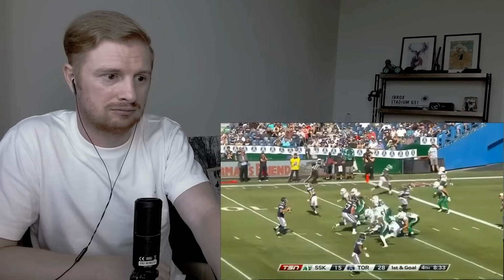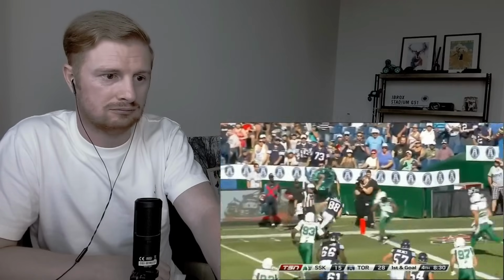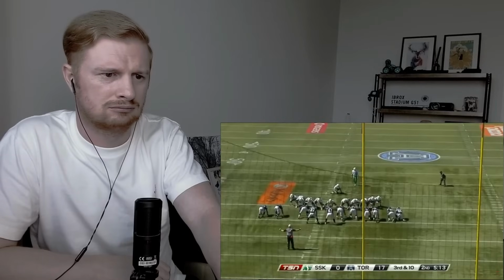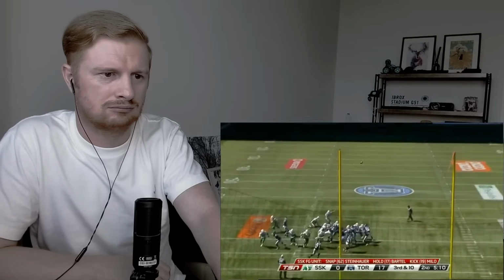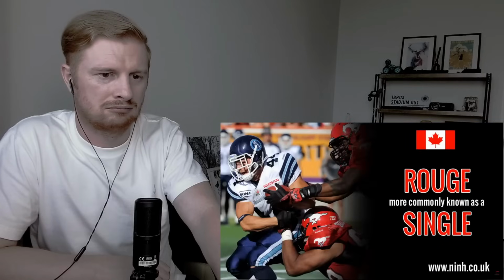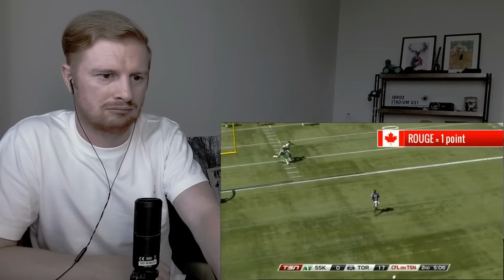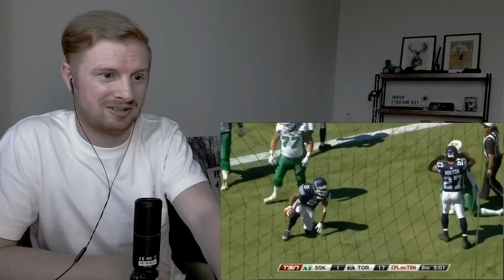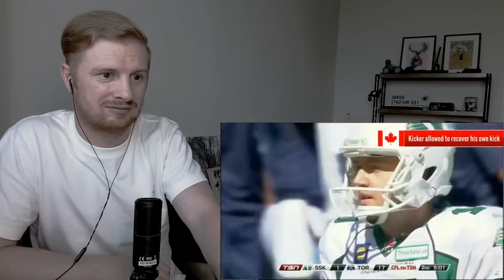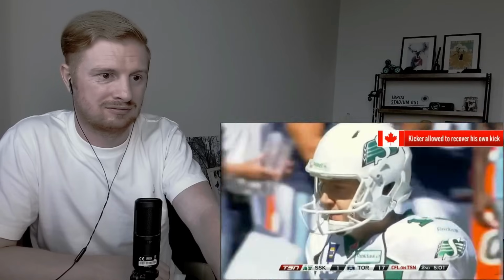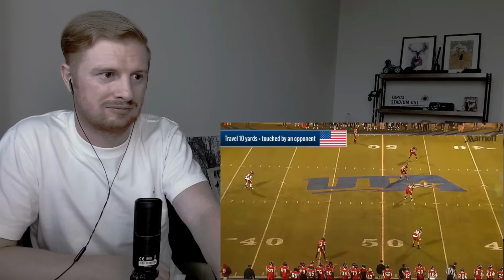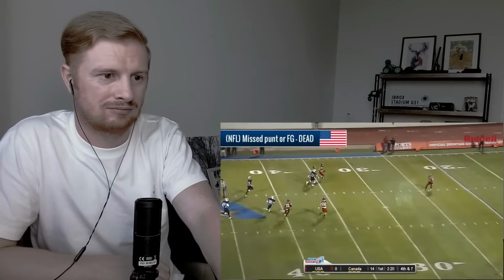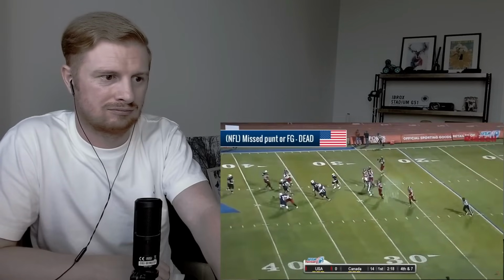The scoring is exactly the same in both games, except in Canada, you get 1 point for missing a field goal. Wait, what? Missing a field goal? Yep, if you miss a field goal and it clears the end zone, the kicking team gets a point. This is known as a rouge, but is more commonly known as a single. You can also score a single by tackling the ball carrier in their end zone after a field goal attempt or punt attempt. To add further confusion, the kicker is allowed to recover his own kick so long as it travels 10 yards in Canadian football. In American football, it has to travel at least 10 yards and be touched by an opposing player. In American football, a missed punt or missed field goal is ruled dead and the play stops.